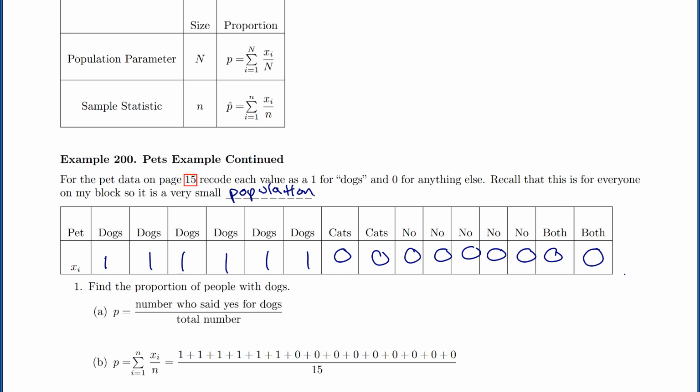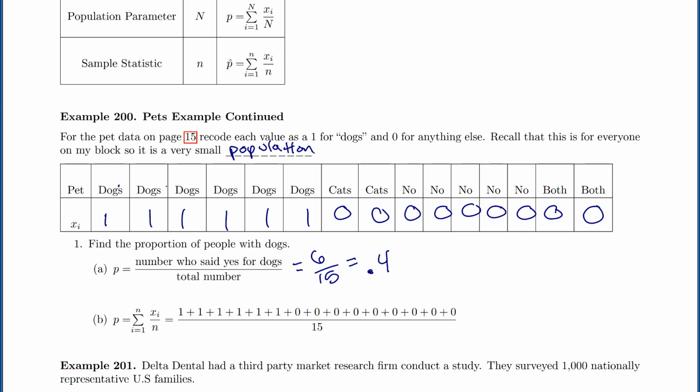So if I want to find the proportion of people with dogs, I could have come up and I could have said there were 1, 2, 3, 4, 5, 6 people that had dogs. And I think there were 15 people total. So my proportion is 0.4. So that's how we would have done it before we started figuring out how to recode our data.